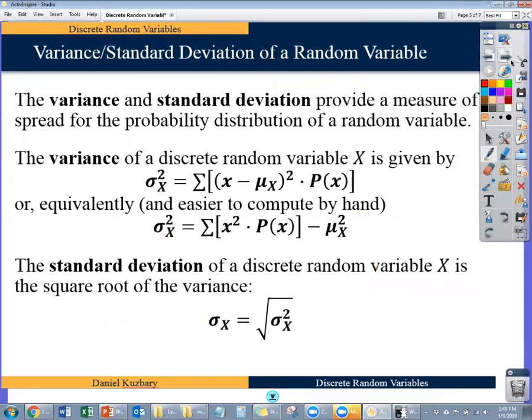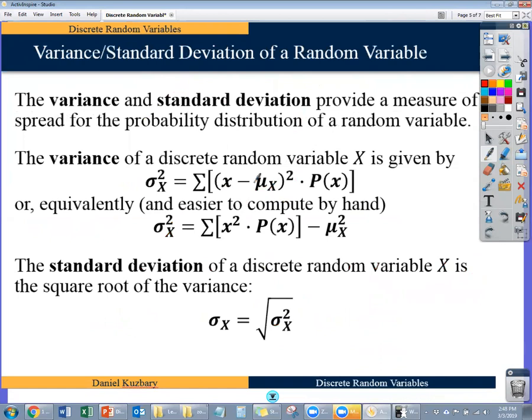Just like a data set, we can find a mean. We could also talk about the variance or the standard deviation of a random variable. So like how spread out are the probabilities? Do they have a high middle? Do they look like a bell? Or are they skewed to one side? So we can talk about the variance and the standard deviation.